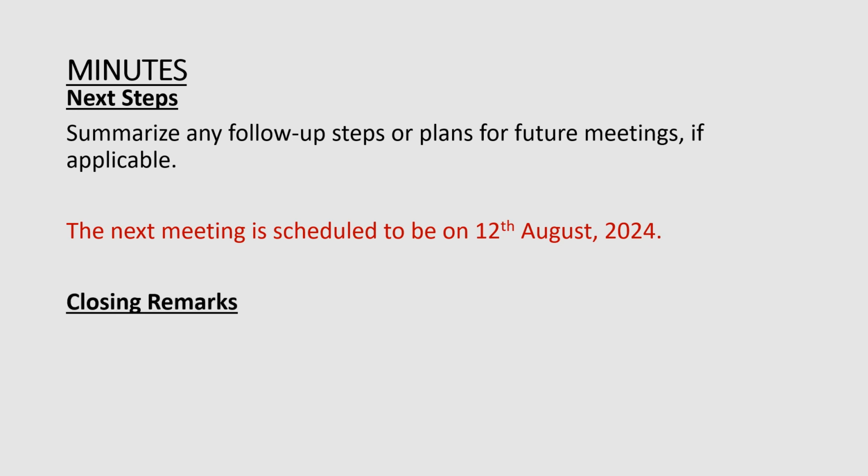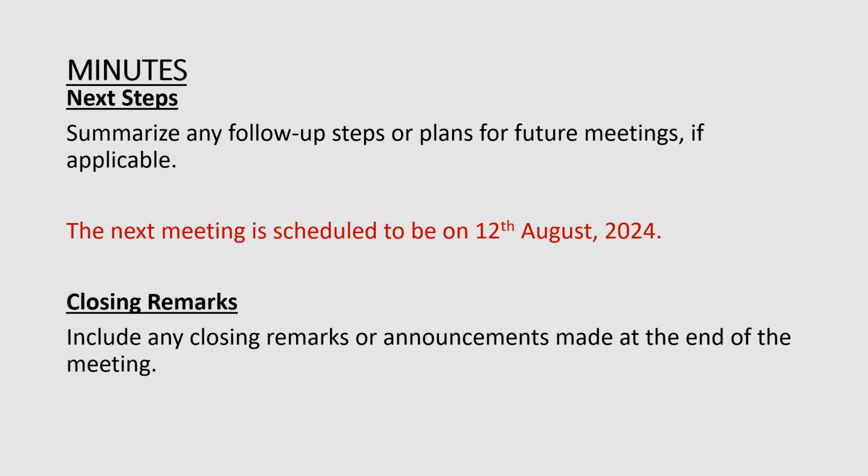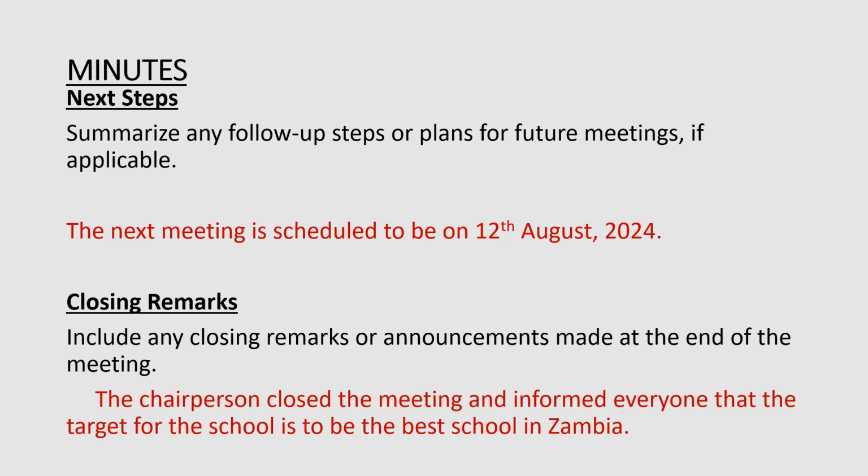Then after that, you do the last part, which is closing remarks. Here you have to include any closing remarks or announcement made at the end of the meeting. Anything that the chairperson said to close the meeting has to be included here. For example, the chairperson closed the meeting and informed everyone that the target for the school is to be the best school in Zambia. That should be under closing remarks.